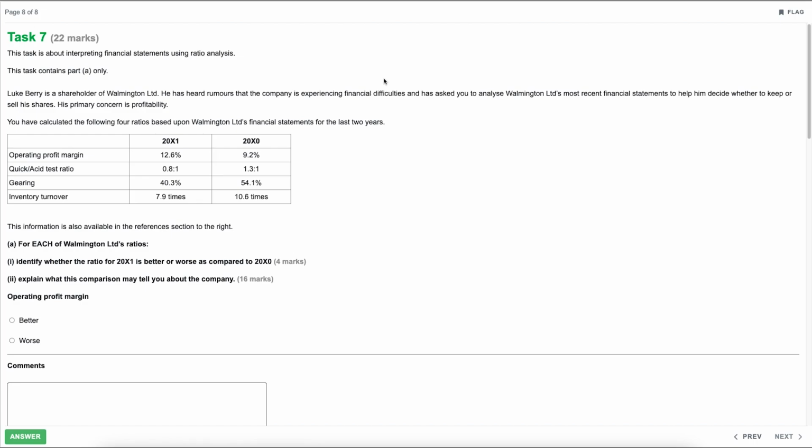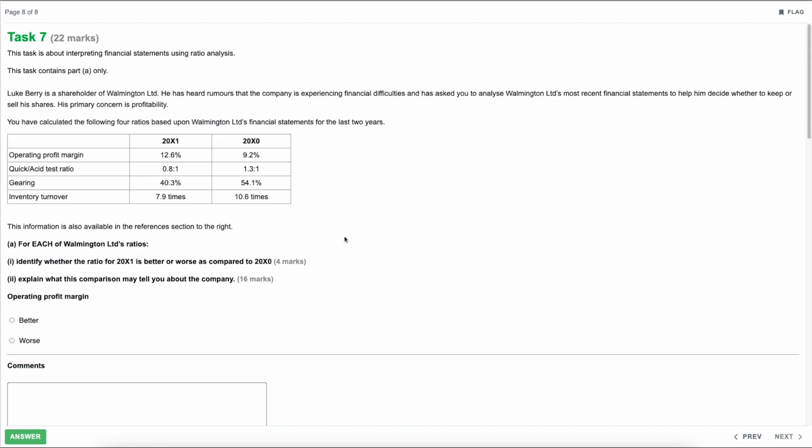So we can see we've got operating profit margin, the quick ratio, also known as the acid test. We've got their gearing and we've got their inventory turnover. So we've got 20x1 on the left and 20x0 on the right. Obviously 20x1 is the most recent year, 20x0 would be a year behind. So this is the information, and it's also available in the references section to the right.